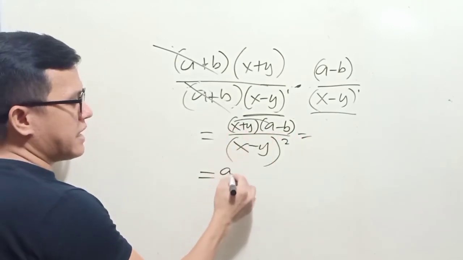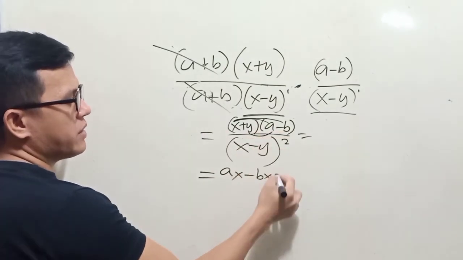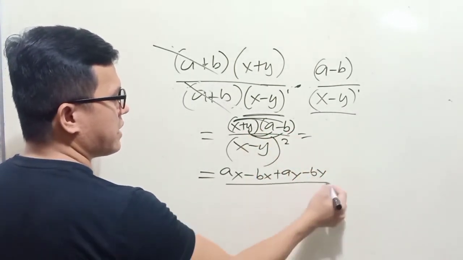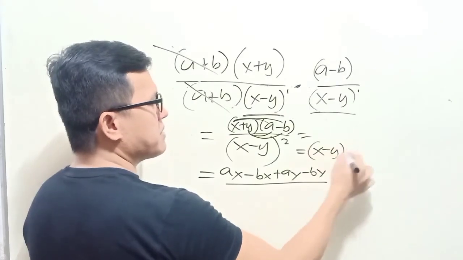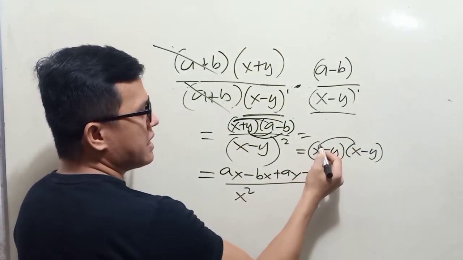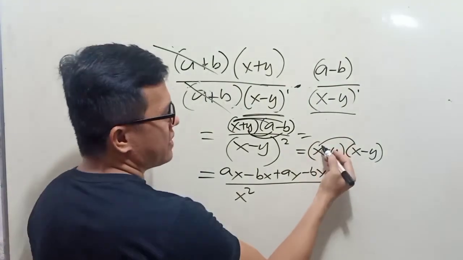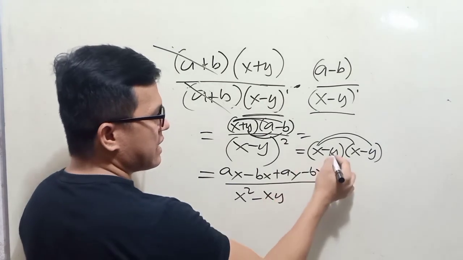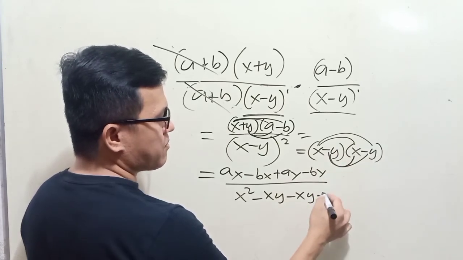X and a, so we have ax, and then x and negative b, so we have negative bx, and then a and y, we have ay, and then y and negative b, that is negative by. Now expanding this means x minus y times x minus y. So x and x, we have x squared. I explained this one in the special products and factoring, but let's just use the FOIL method. X and negative y, we have minus xy. Negative y and x, so we have minus xy again. And then minus y times minus y, that is plus y squared.